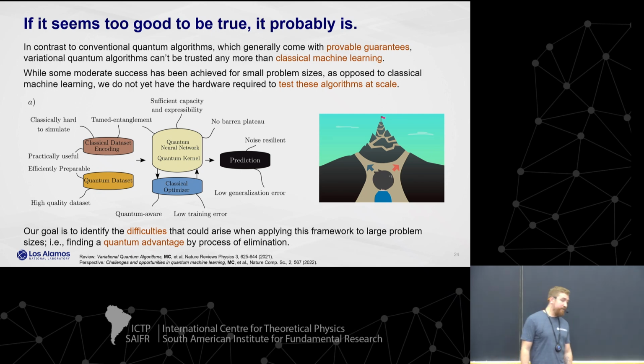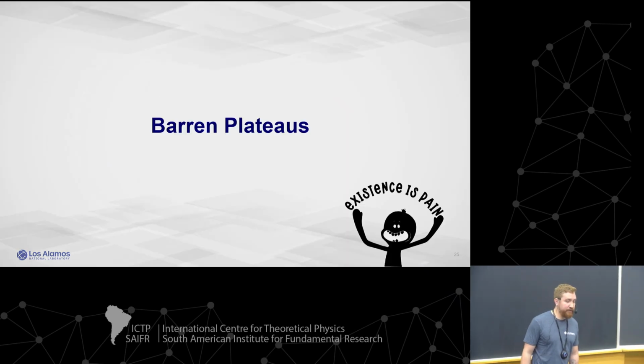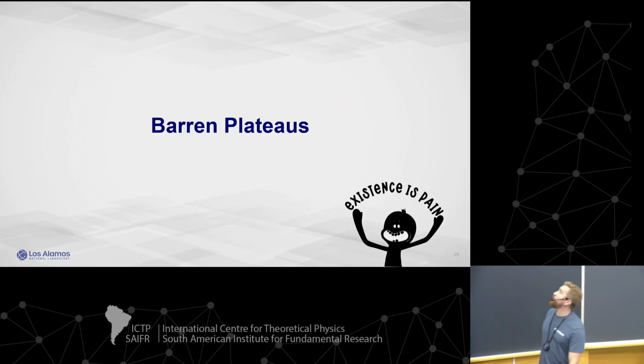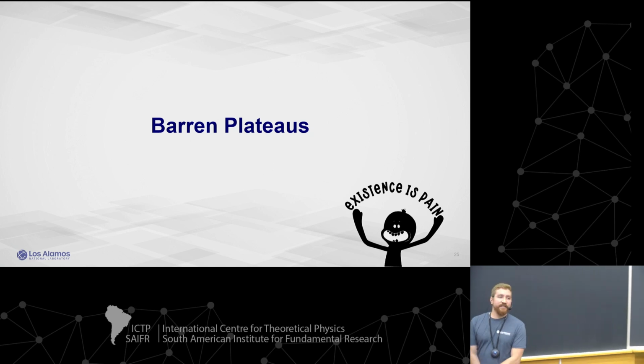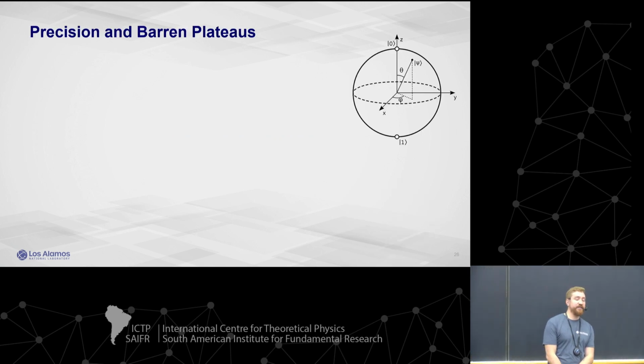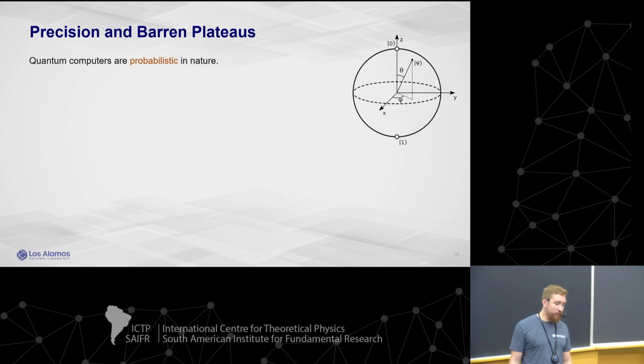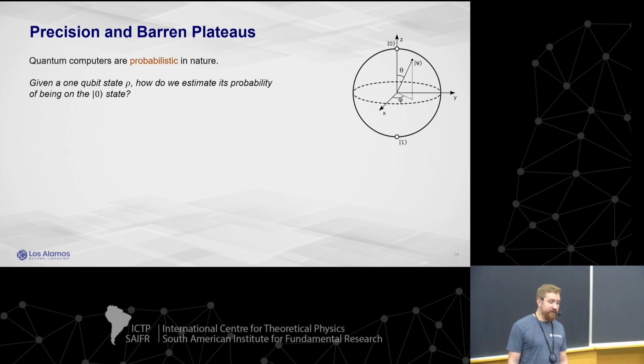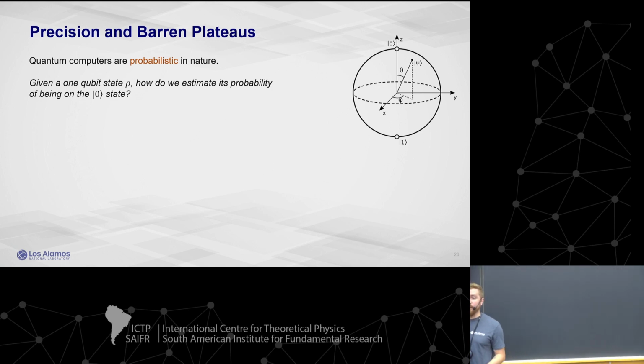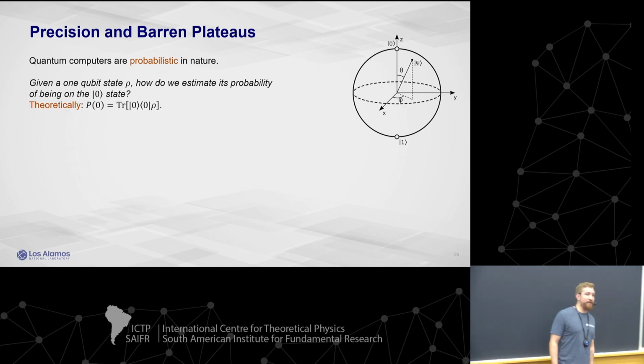And for me personally, over the past years, I've been working on this problem of Barren plateaus. So Barren plateaus, as we'll see, are just essentially a problem about precision in quantum computers. So imagine that you have this single qubit state, and I ask the question, what is the probability that when you measure this state, you get the 0 state? And you have to remember, again, we can only extract information from quantum computers via measurements, and quantum computers are probabilistic.